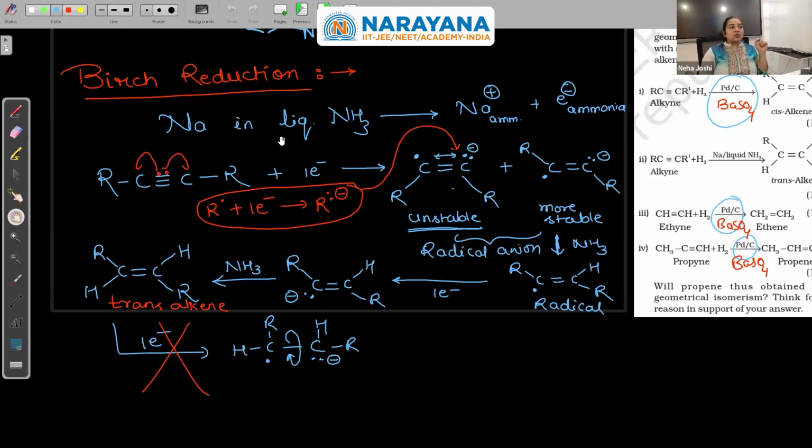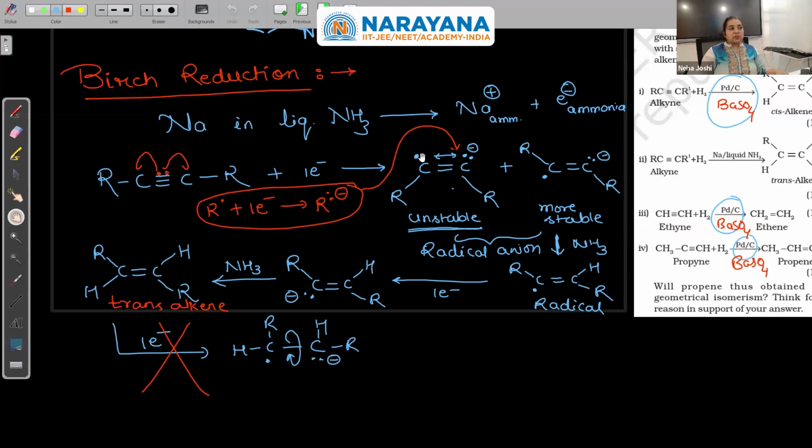See, as in the s-block, you must be aware that sodium when dissolved in liquid ammonia is always a source of solvated electrons. Electrons are there which are dissolved in liquid ammonia. Now this electron adds to alkynes. So if I see homolytic fission and you add one electron, it becomes a radical anion. Now this radical anion is definitely unstable. There is no doubt about that. Now this radical anion has two possibilities, either to exist in a cis arrangement or in a trans arrangement.